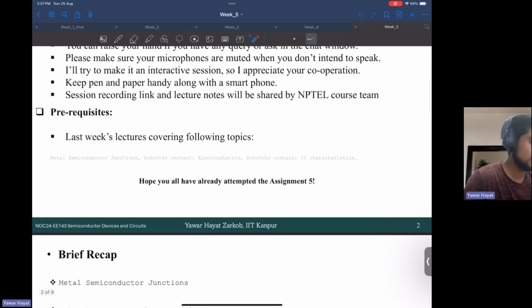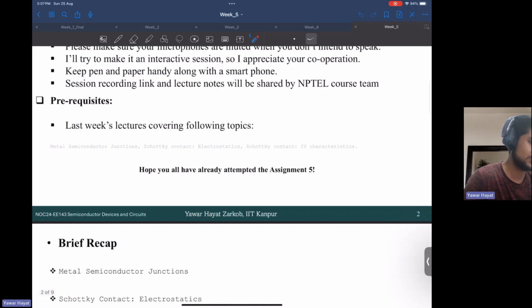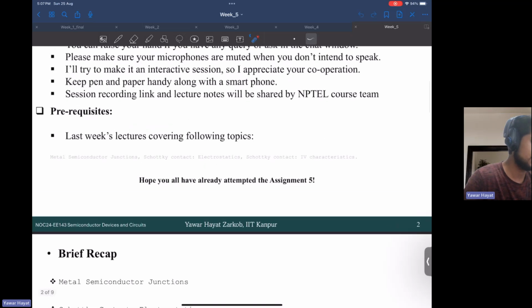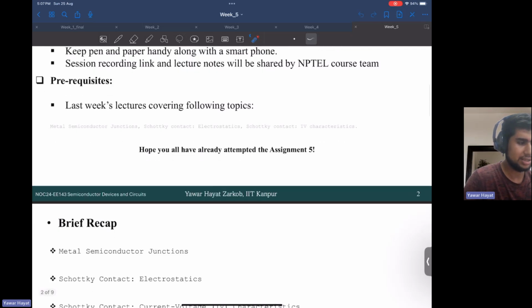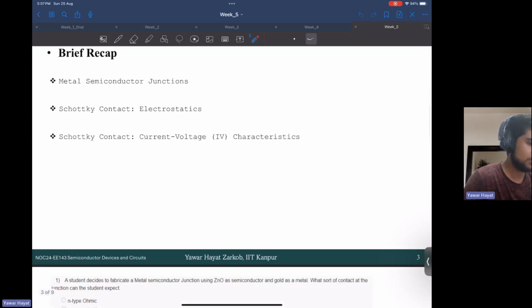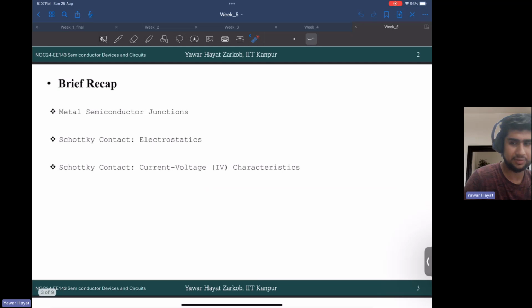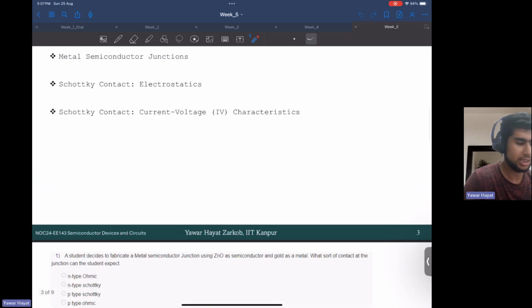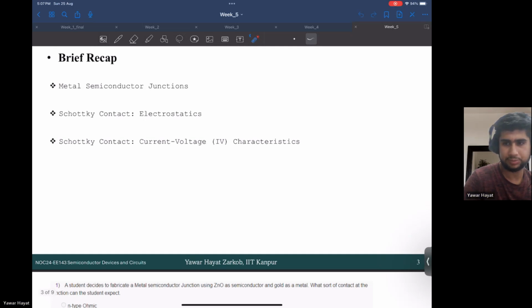The prerequisites include last week's lectures, which covered topics like metal semiconductor junctions, the Schottky contact, their electrostatics, and the IV characteristics of them. These were the 3 topics that I intended to have a discussion upon. But since there is no student in the meeting, I'll assume no one has any doubt. Feel free to get in touch with me. You can either mail me or ask me in the next meeting.